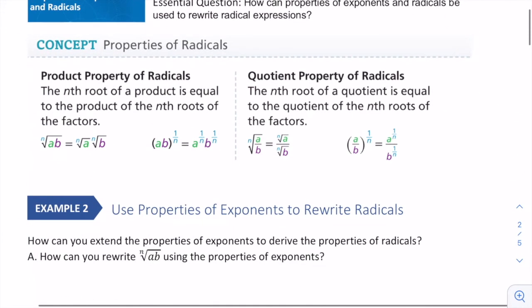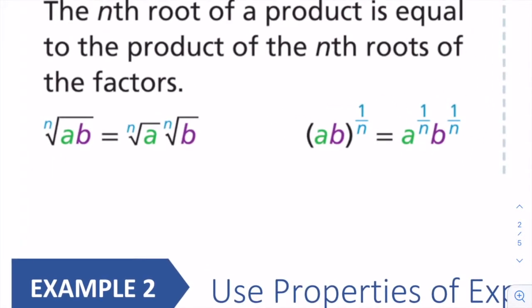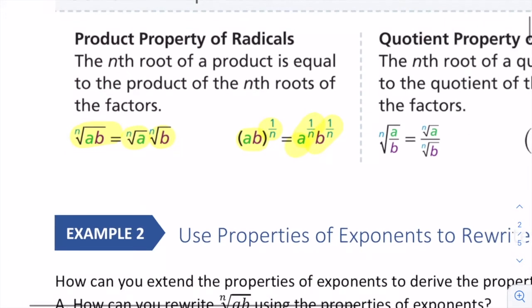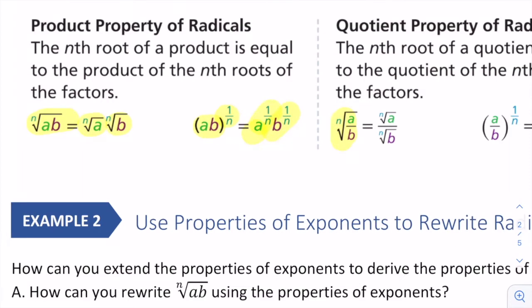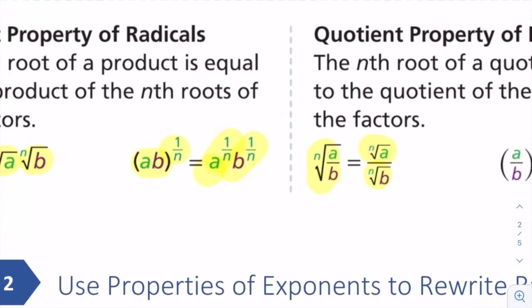Okay, let's look at the product property of radicals. So when we have the nth root of a times b, we can separate that into the nth root of a times the nth root of b. And if we have ab raised to the 1/n, we can distribute that. So we have a to the 1 over n and b to the 1 over n. And this also works with the quotient property. If we have the nth root of a over b, we can separate that into the nth root of a over the nth root of b.